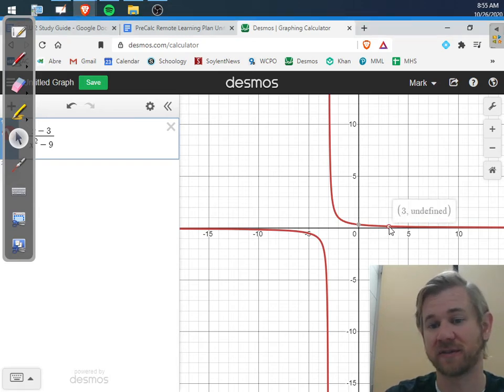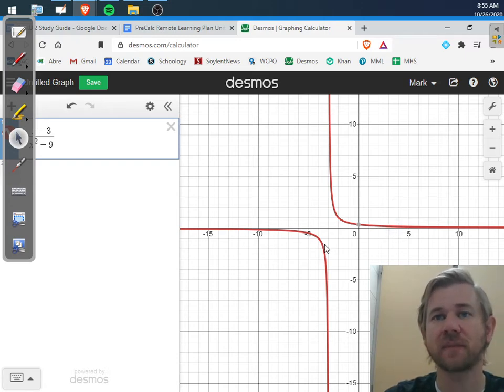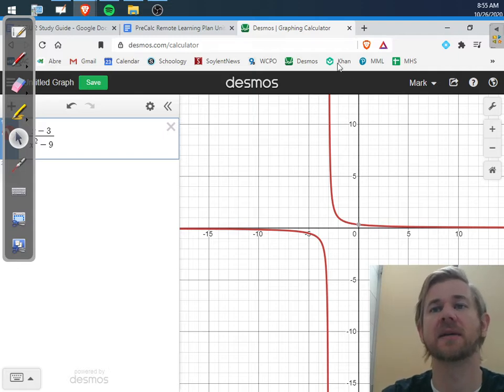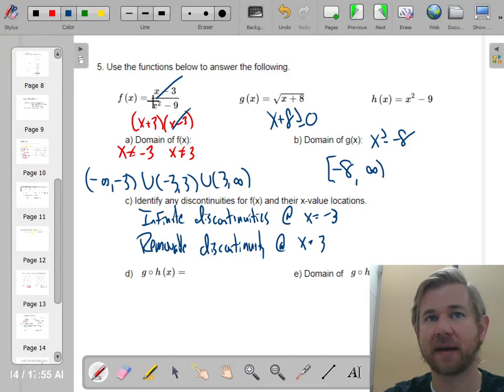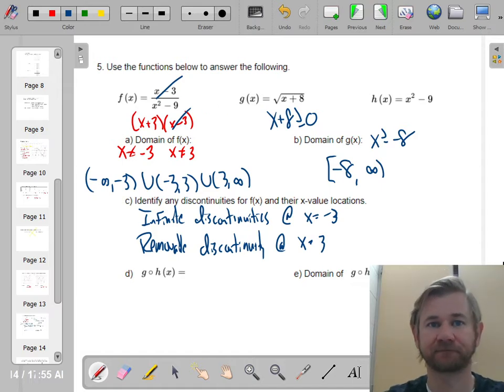See, there's a hole in the graph at 3. So when you draw it, you got to make sure you put a hole in the graph. So vertical asymptote is an infinite discontinuity at -3, and at +3, we have that removable discontinuity. That's the hole in the graph. And the reason that happens is because when you factored, one of these cancels out.